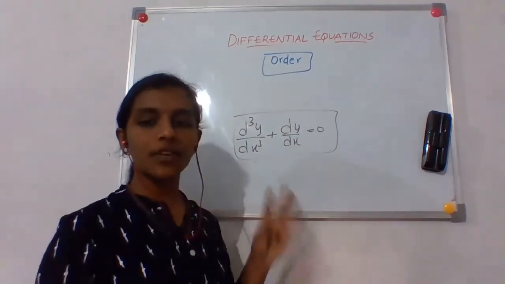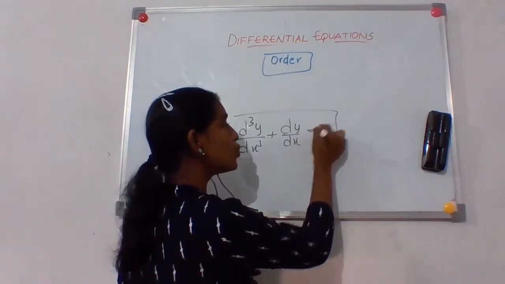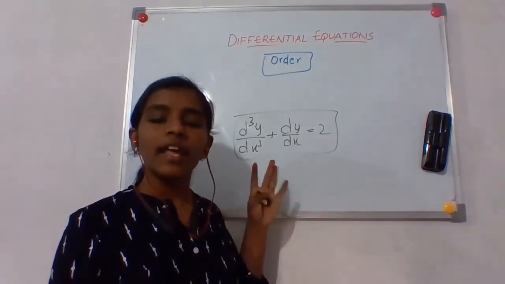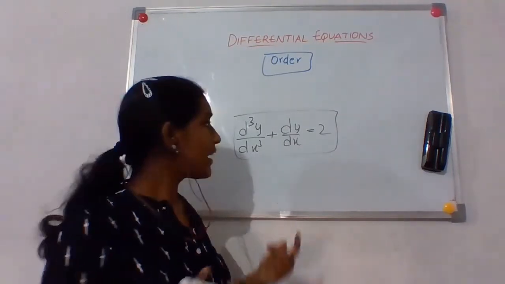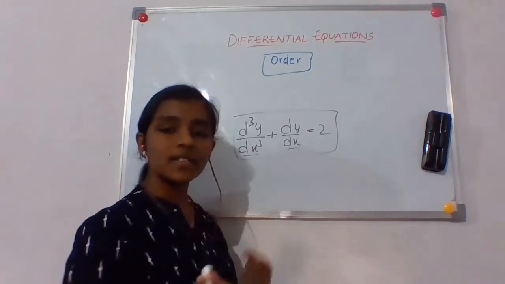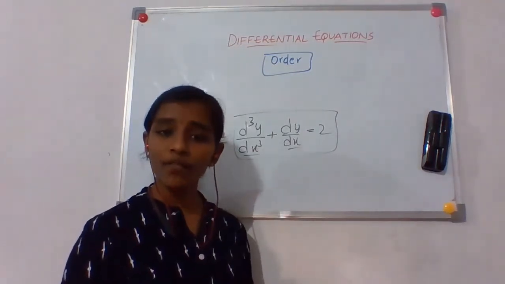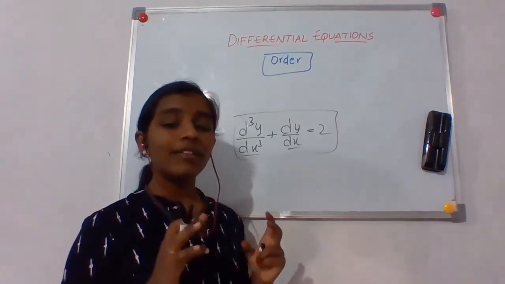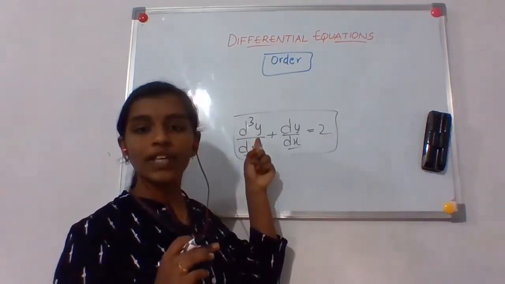If this is the differential equation given, then what will be the order? Here I can see that for this the order is 1 and for this the order is 3. Now what do I take the order of a differential equation as? Here we will take 3 as the order of the differential equation.